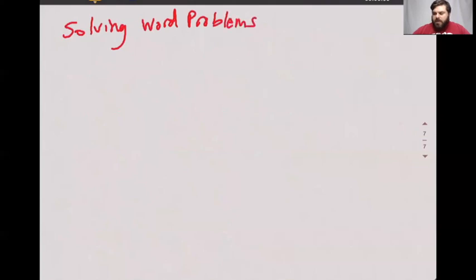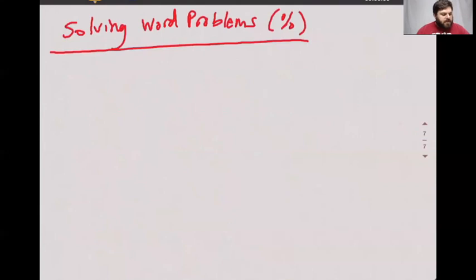So this is a big part of the test. I definitely say you're going to see some problems on the test that are like this, or what we call solving number sentences. Or they're kind of like word problems, I guess. So we'll say solving word problems that involve percentages. Okay, so we're talking about word problems that involve percents.